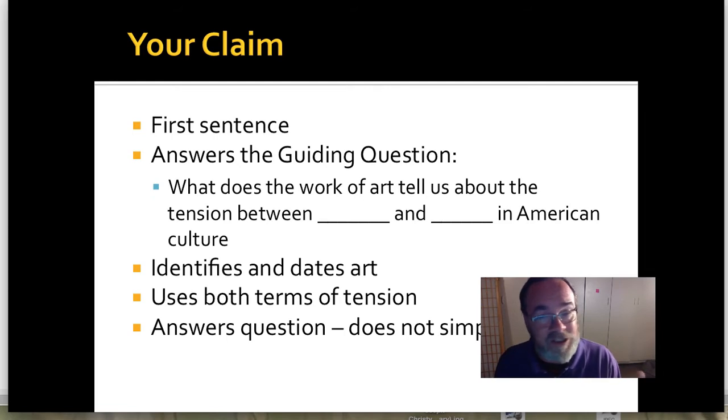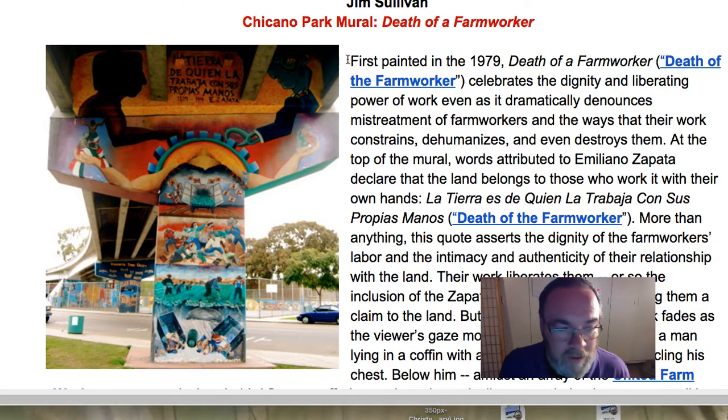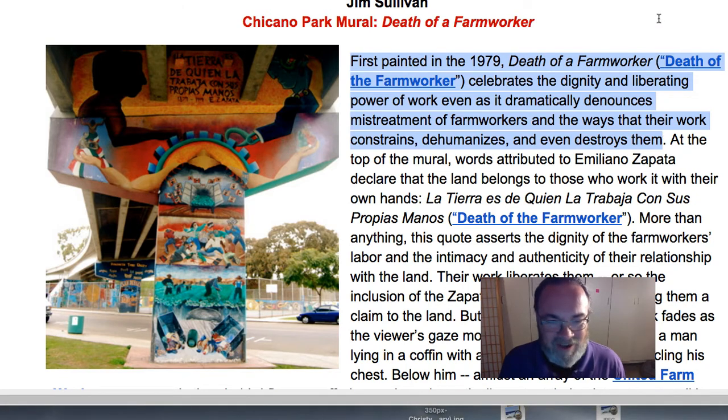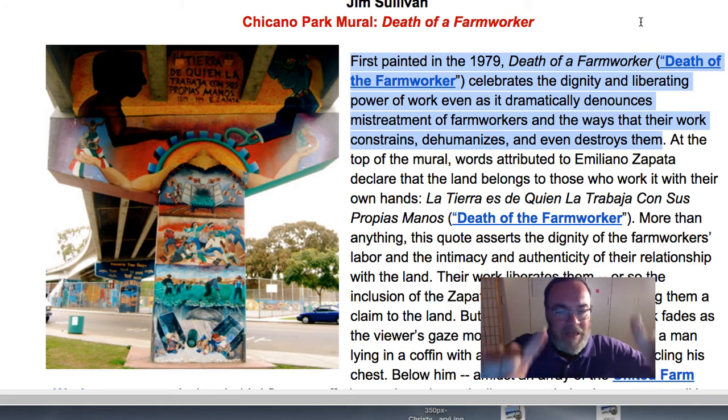You're not just telling us the tension is there. We know the tension is there. That's why you're saying something about it. What we want to know is what the work of art says about the tension. Let's go back to the sample and look at the claim for that. So here in the sample analysis, we can look at the very first sentence, and that is our claim. And you're going to notice that it dates it, 1979. It gives us the title, Death of a Farm Worker. There's even a link where you can learn more about it. And then it uses the exact words from the tension.